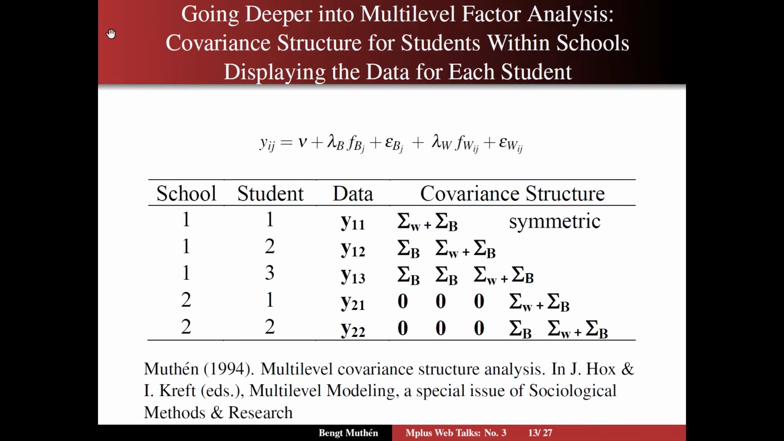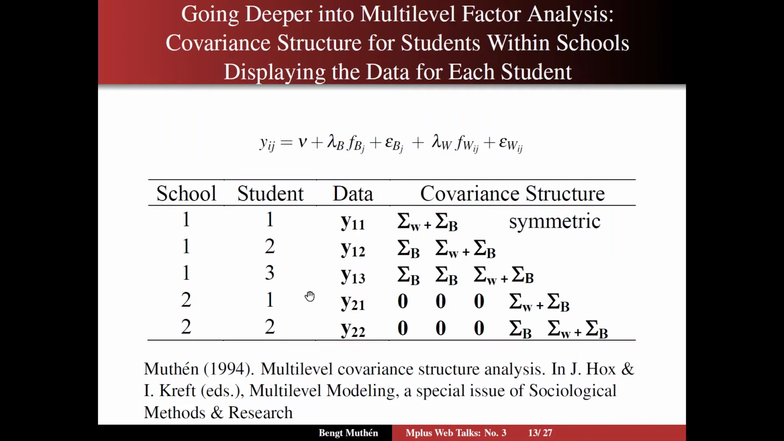On slide 13, we will be going deeper into multilevel factor analysis and take a close look at the covariance structure for students within schools. And we're going to show the data in a different fashion, showing the data for each student. This is a way of displaying the model that's often used in statistics and in econometrics. So as a simple example, we have School 1 and School 2, and we consider 3 students in School 1 and 2 students in School 2. Each student has then a data vector y that contains the 3 variables that we talked about on the previous slide. 3 variables here, 3 here, etc.